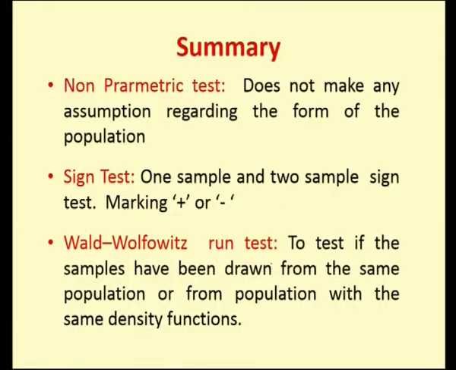In the Wald-Wolfowitz run test, the samples have to be drawn from the same population or from populations with the same density function. You pick up the samples from the first set, pick up the samples from the second set, combine them, and arrange them in order of magnitude. After arranging, you collect all the x and y values and mark them out, check the length of the sequence, that is you will get your runs. How many runs are there?